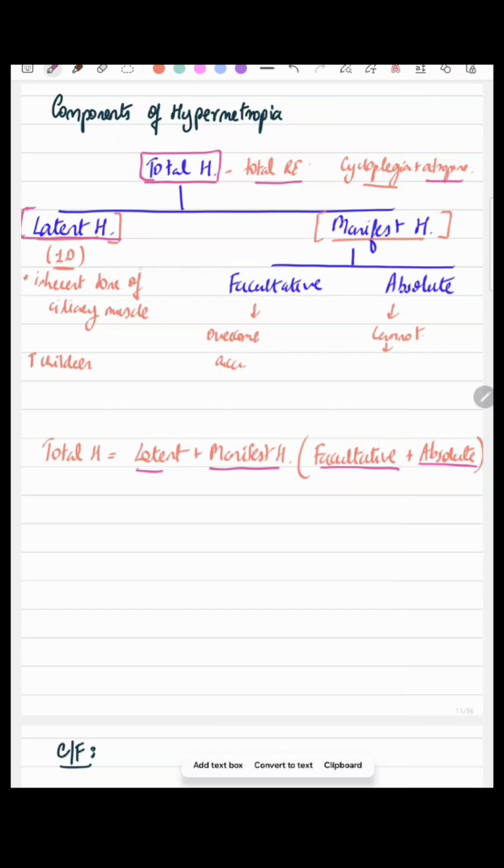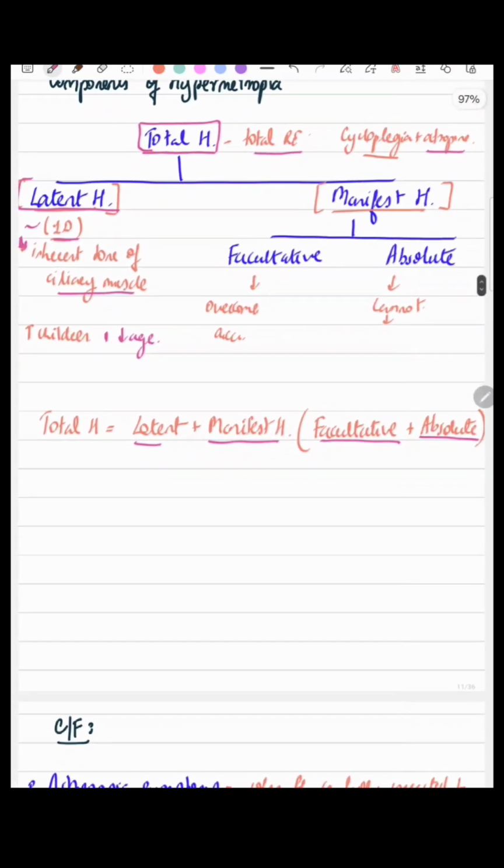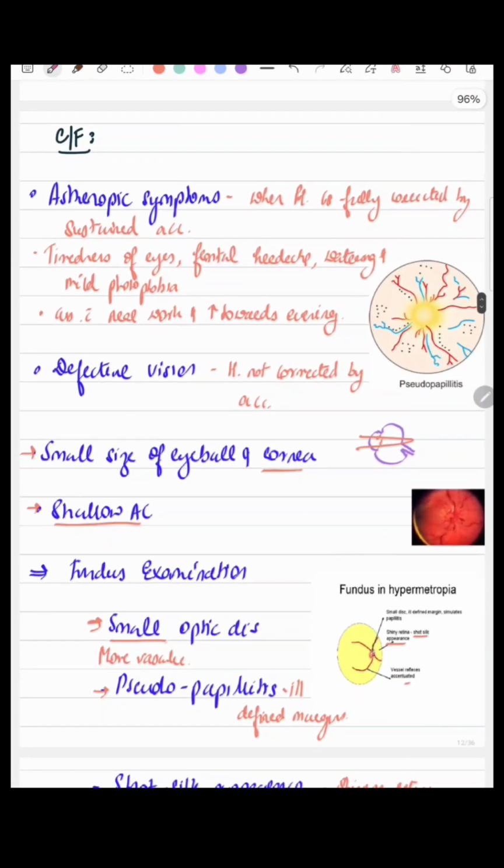Latent hypermetropia is hypermetropia of about 1 diopter, which is normally corrected by the inherent tone of ciliary muscle. It is high in children and it gradually decreases with age. Manifest hypermetropia is that which cannot be corrected by the ciliary muscle tone. It can be facultative or absolute. Facultative is overcome by effort of accommodation. Absolute cannot be overcome by effort of accommodation. That is absolute.